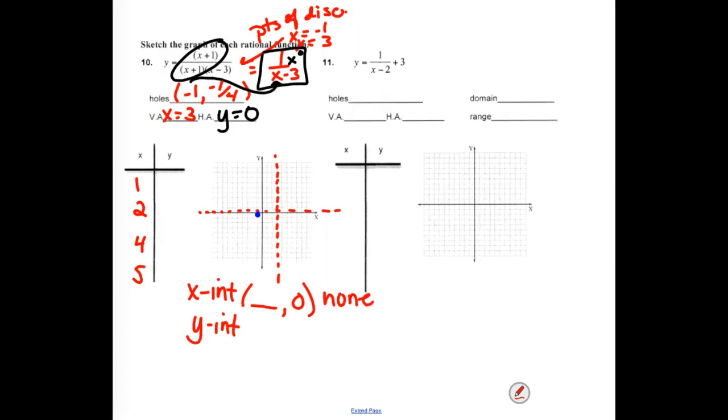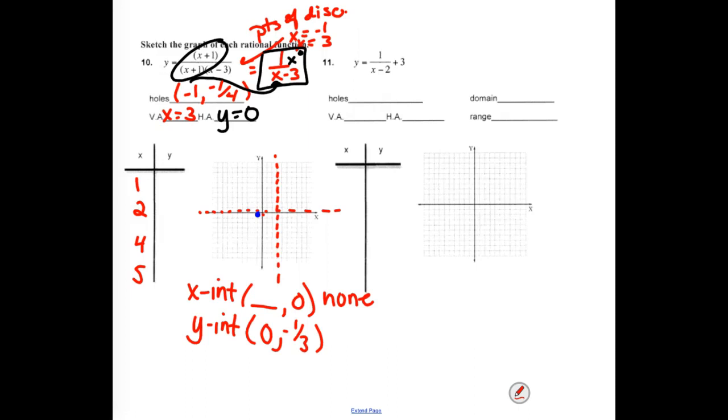Our y-intercept is what we get for y when we put a 0 in for x. So if we put a 0 in for x in our simplified version, 1 divided by 0 minus 3, -1/3. So we know that we're going to hit the y-axis at -1/3. And we know we're not going to hit the x-axis at all.